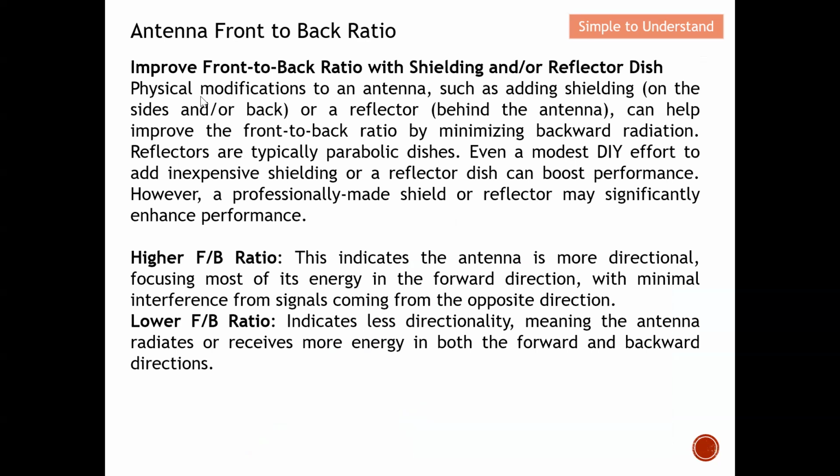How can we improve the front to back ratio? The key thing we can do is shielding. If not, we can add a reflector dish. Physical modifications to an antenna, such as adding shielding on the side or on the back, or using a reflector behind the antenna, can all help to improve the front to back ratio by minimizing the backward radiation.